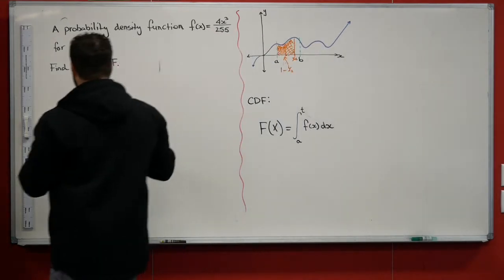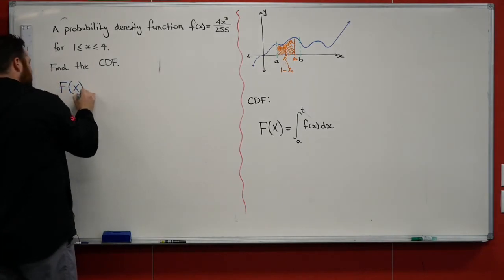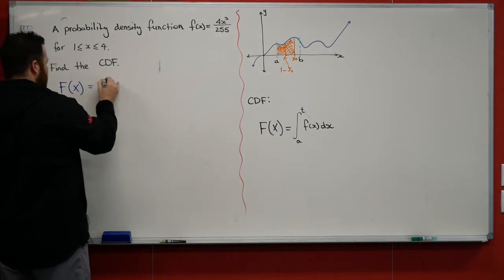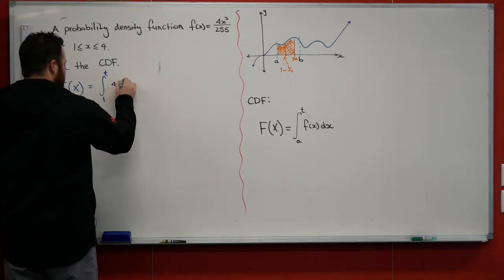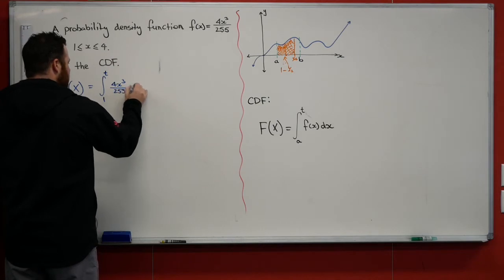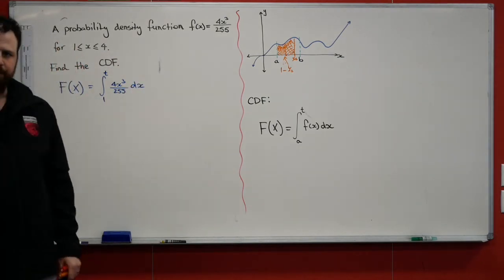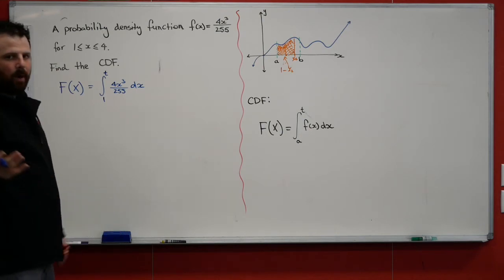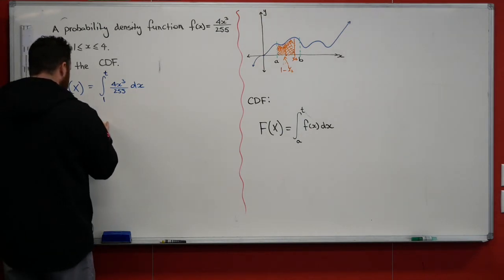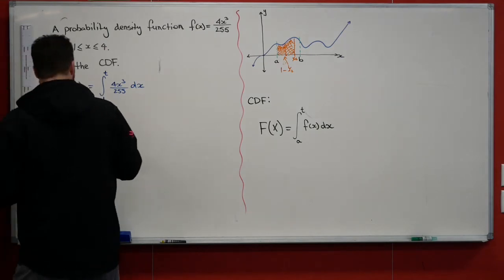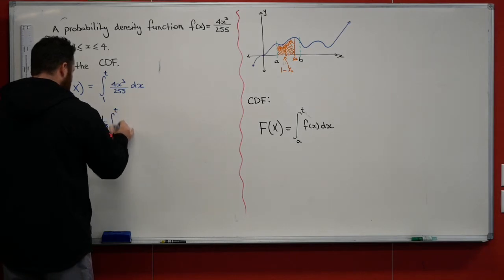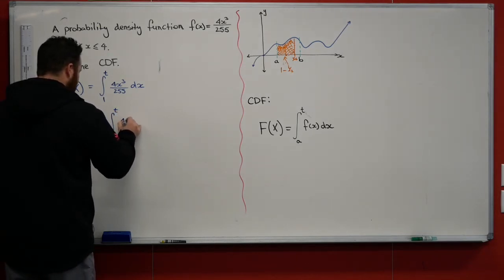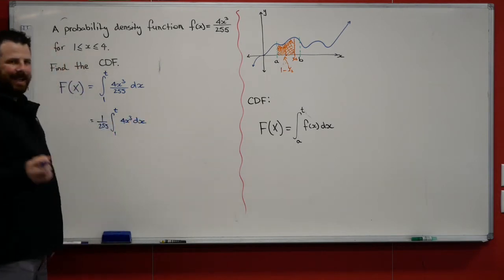So what we need to do here is, capital F of x is equal to the integral between our lower boundary 1 and some upper value t of 4x cubed on 255 with respect to x. Okay, I'm going to factor our constant out of here. So I'm just going to take the fraction out, 1 on 255 outside the integral between 1 and t of 4x cubed with respect to x.